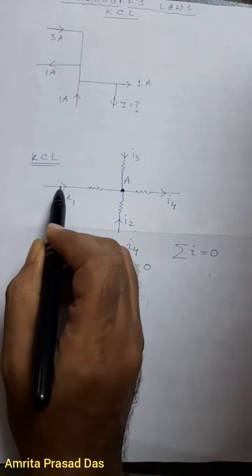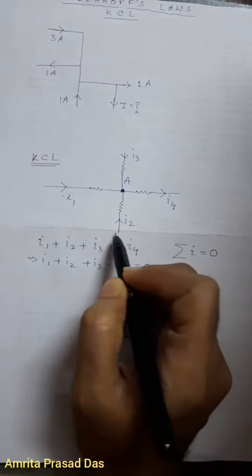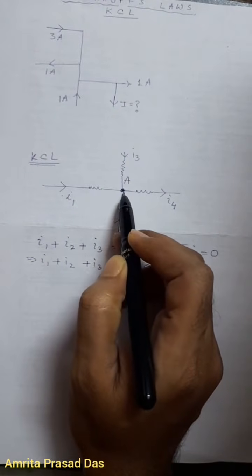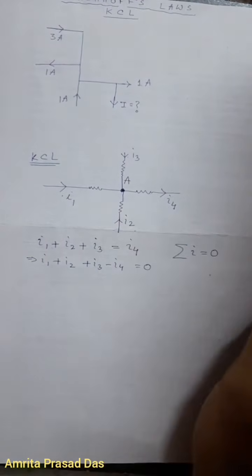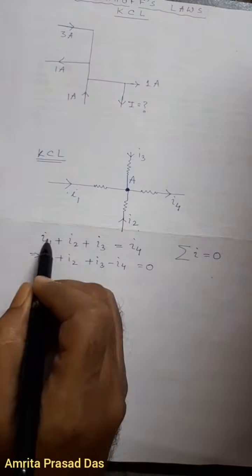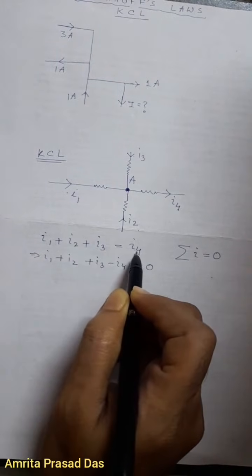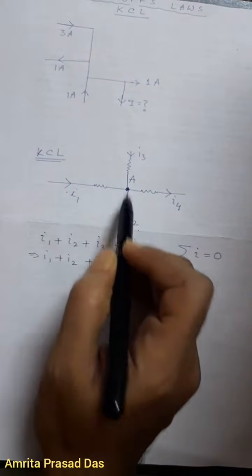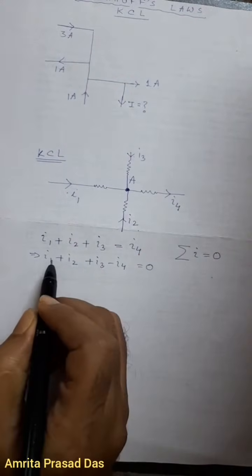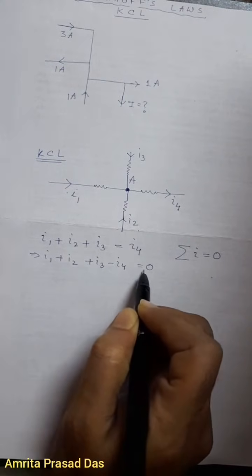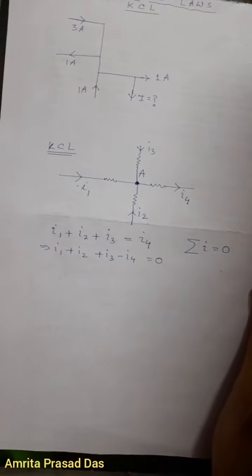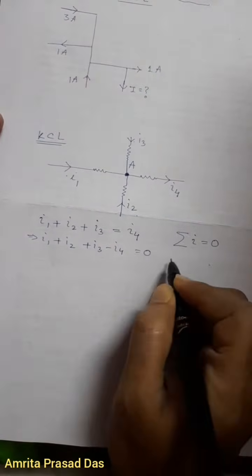A current I1 flowing towards the junction. A current I2 is flowing towards the junction. A current I3 is flowing towards the junction, but a current I4 is going out from the junction. Now, according to this law, I1 plus I2 plus I3 should be equal to I4. That means the current flowing inward must be equal to the current that flows outward. We can write this as I1 plus I2 plus I3 minus I4 is equal to 0, or summation of I, that is algebraic sum of current at any junction point, is 0.